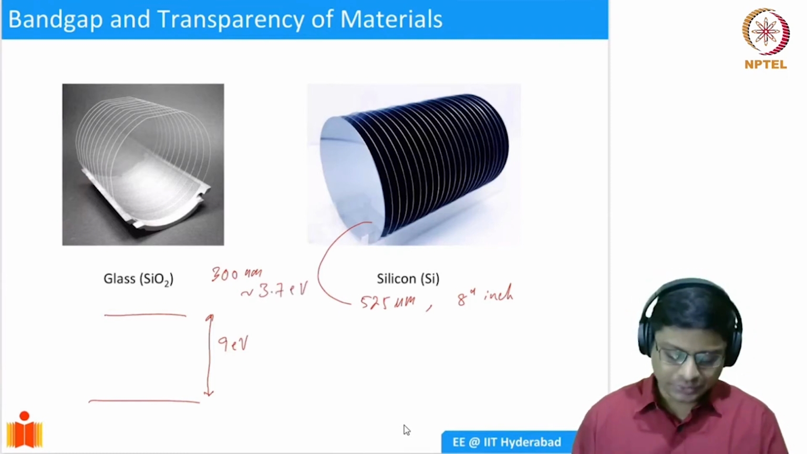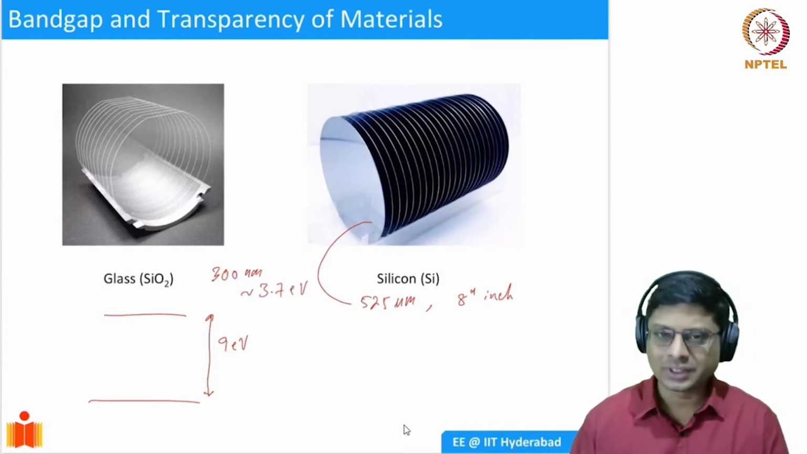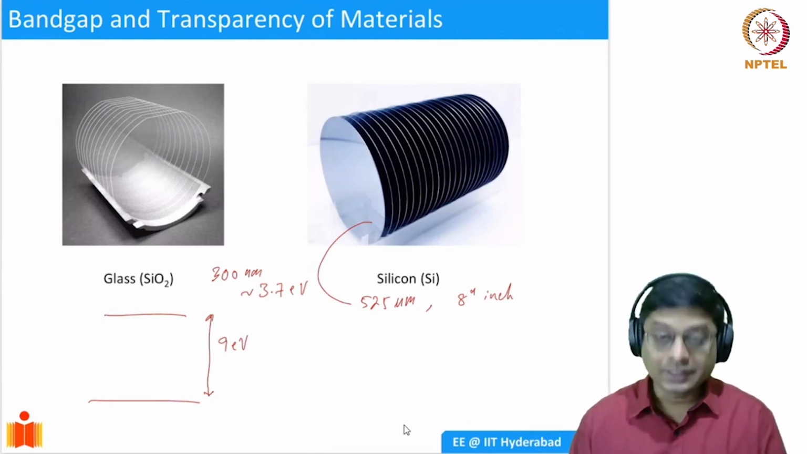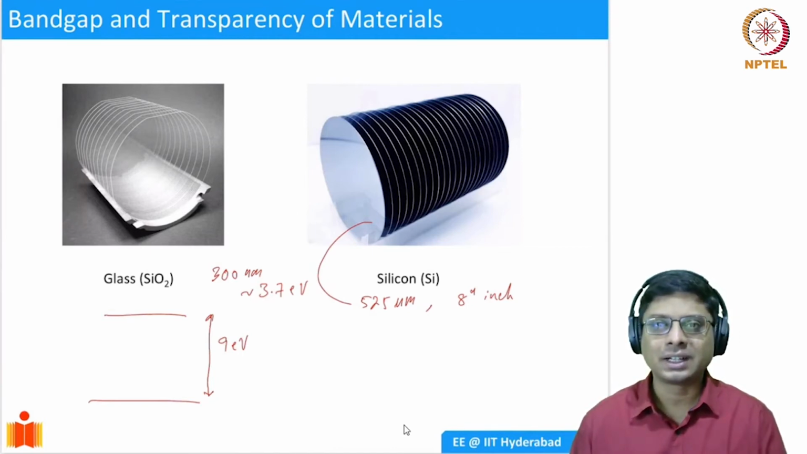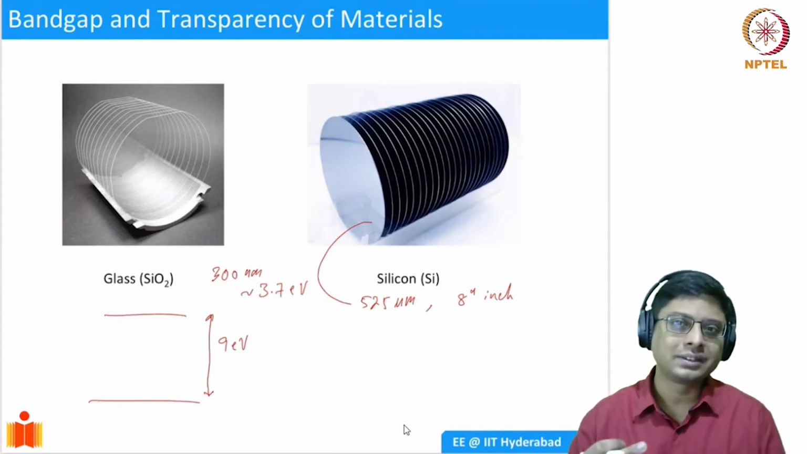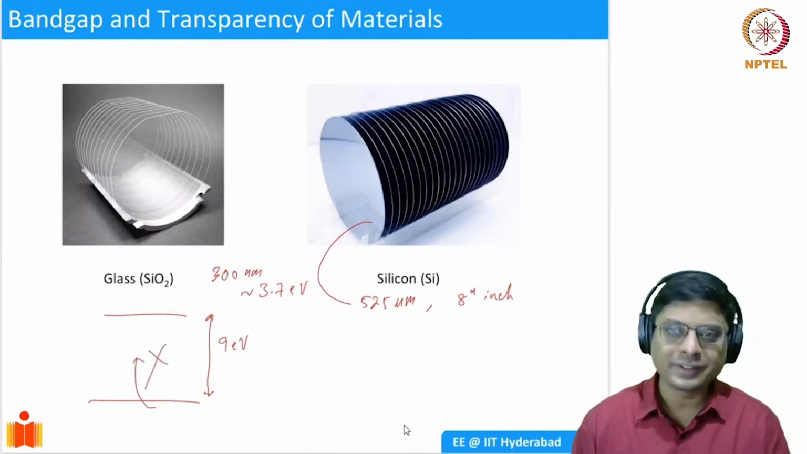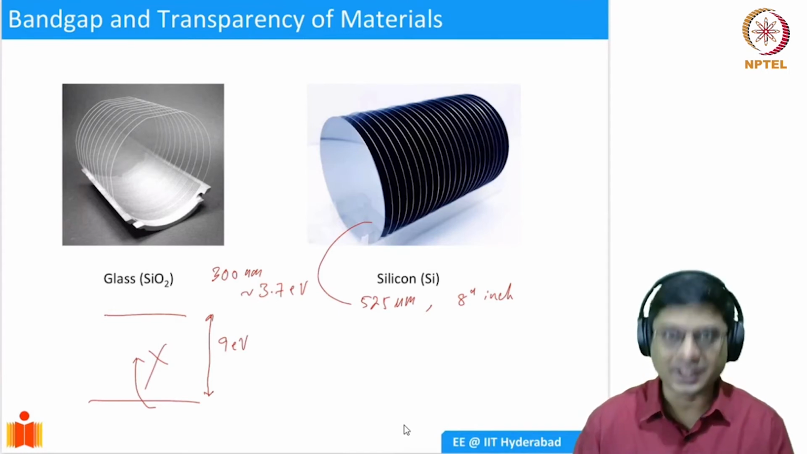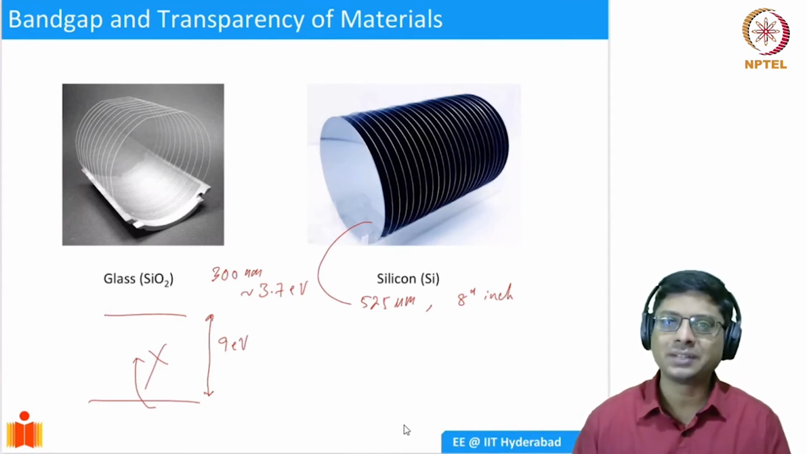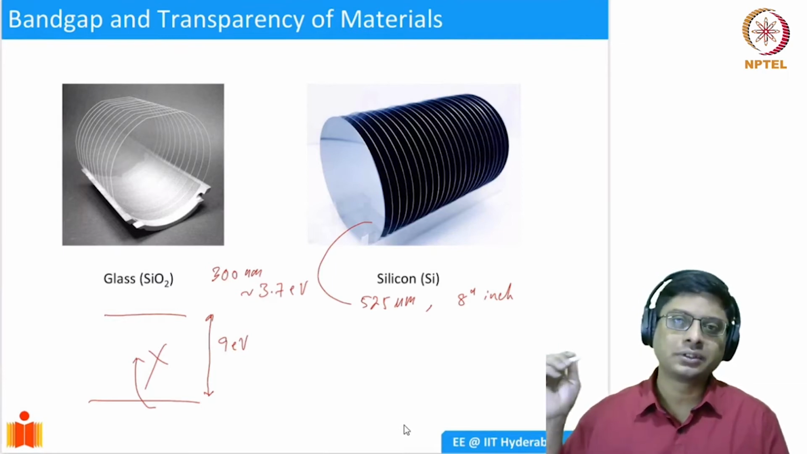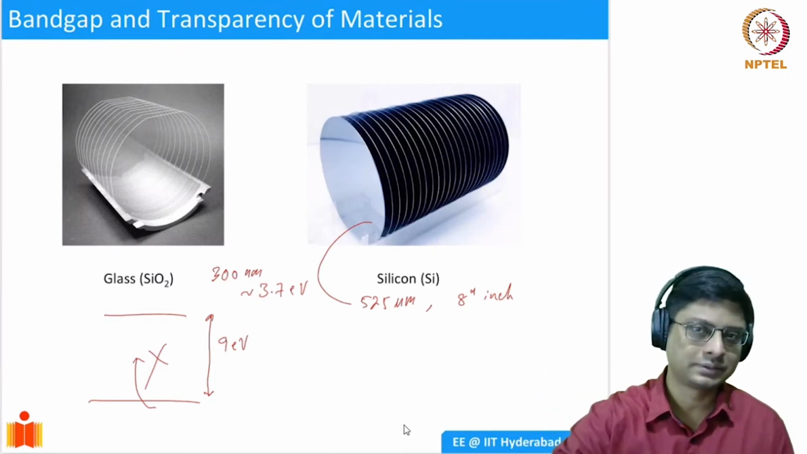Okay. So when you have this photon incident, can it make an electron jump from the valence band into the conduction band? Well, it turns out that this cannot happen. The reason is there is no state available at that energy. The band gap is 9 eV. So there is no state available at 3 eV or so. So we cannot make this transition happen. So the photon goes through glass.